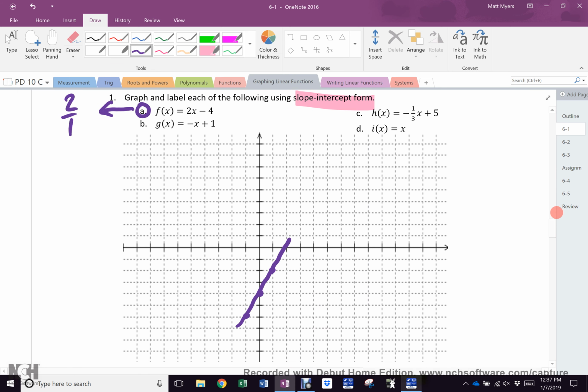Now, you guys now try to do B. Choose a starting point and figure it out. Talk to your neighbor if you need to. I'm going to wait a second for you all to draw it, then I'm going to draw it.